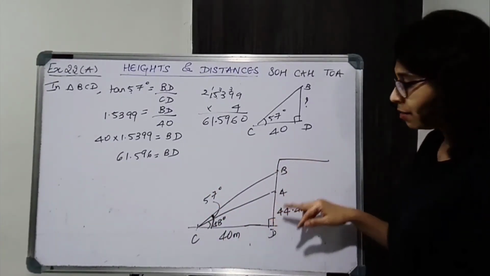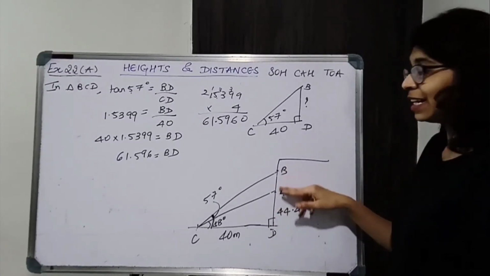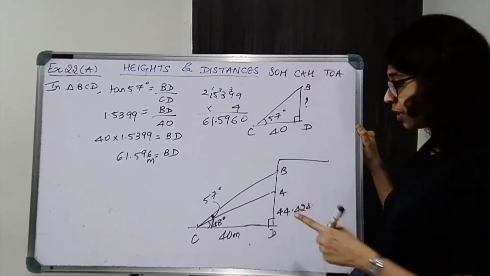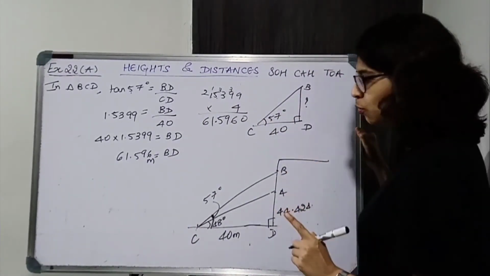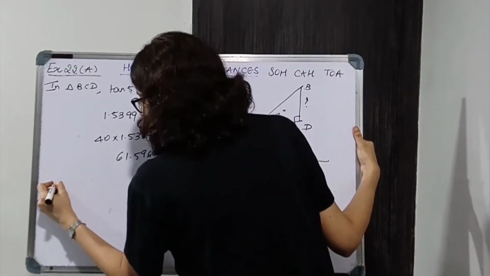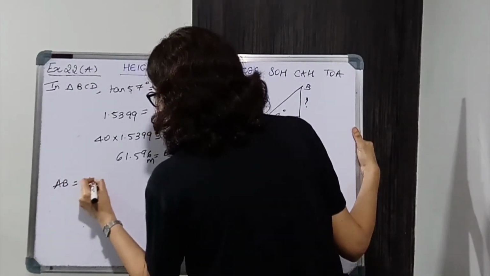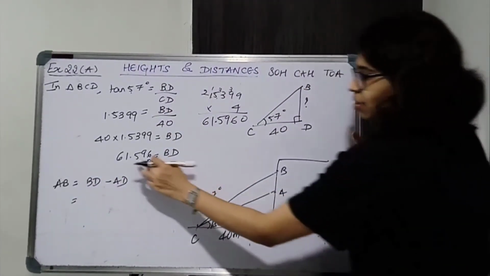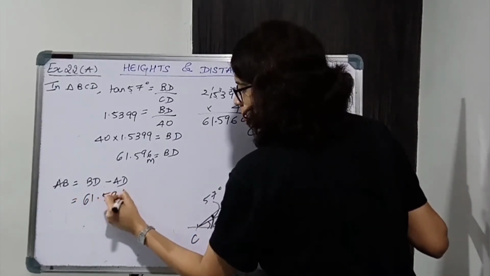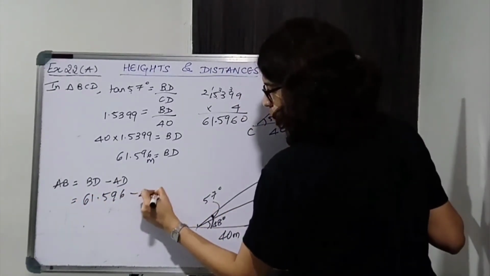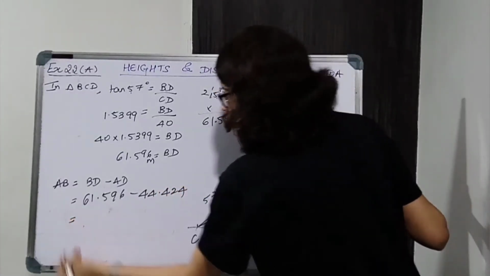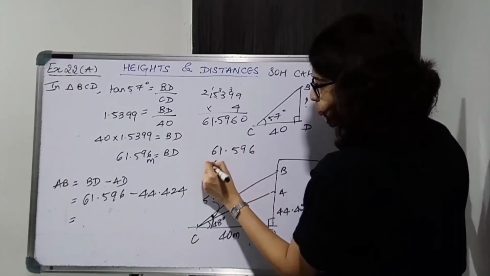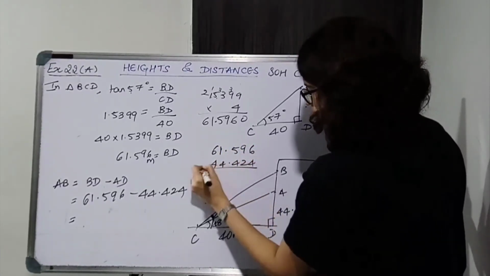We just need to subtract. BD में से AD subtract करेंगे, so we'll get the distance between the two climbers. So this is in meters. Don't forget to put correct unit. Even for AD, don't forget to put correct unit. Always add units. Now AB is equal to BD minus AD. BD is 61.596. AD is 44.424. So just subtract, 61.596 minus 44.424.